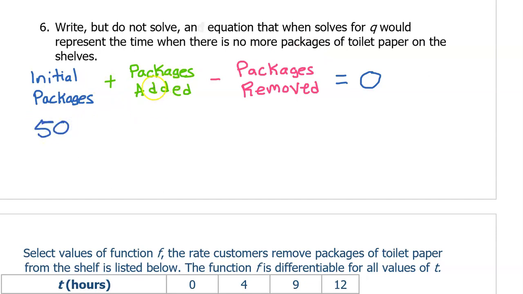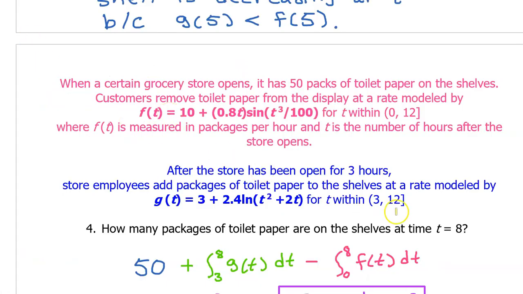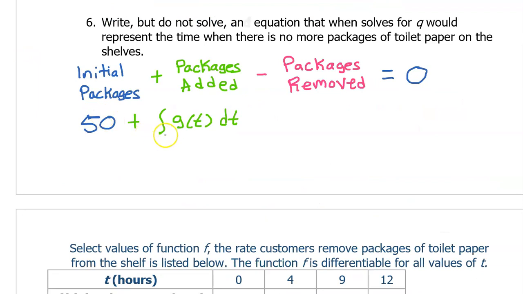For the number of packages added, we're going to have to add an expression involving the integral of g of t, because that is the rate at which packages are added. Don't forget, packages are only added starting at t equals 3. So we will integrate from 3 to Q, the mystery time.